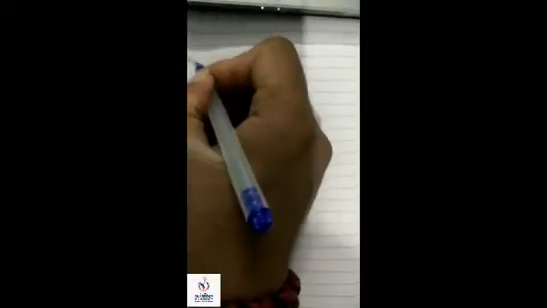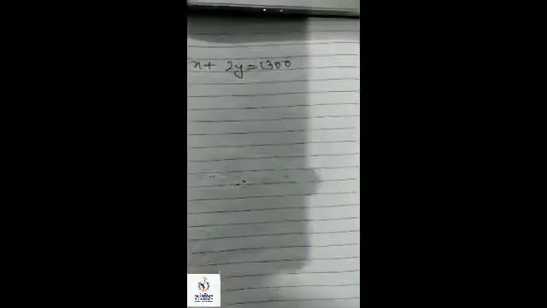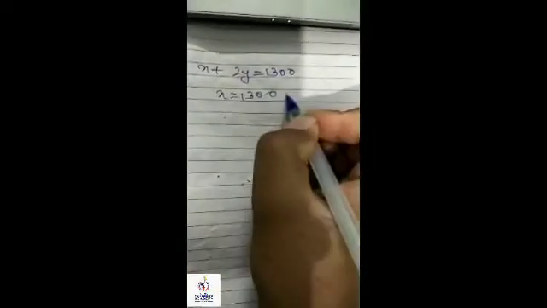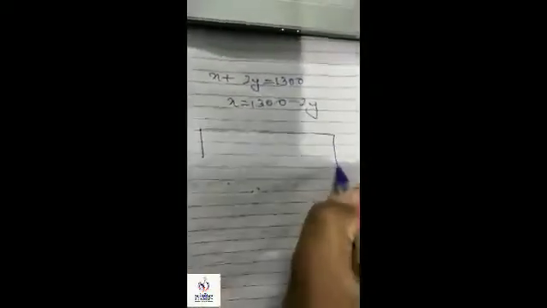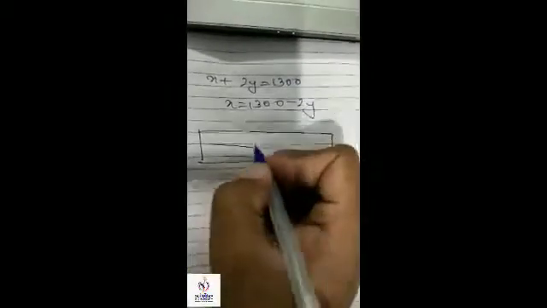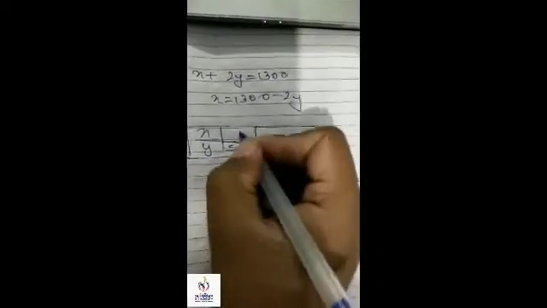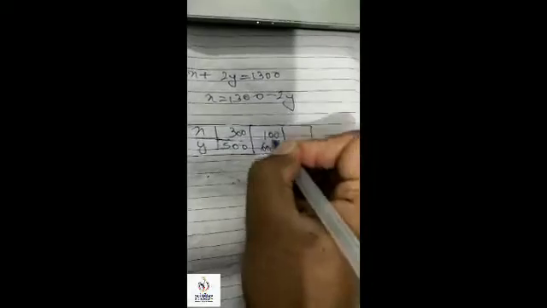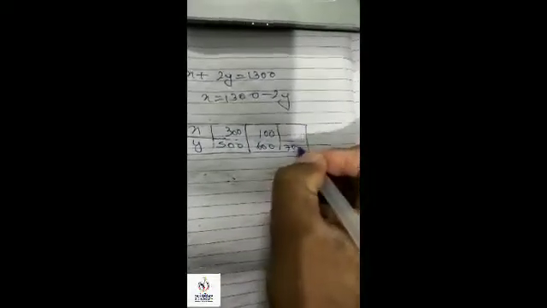Now second, we have x plus 2y is equal to 1,300. Okay. So x is equal to 1,300 minus 2y. Now make a solution table for this. The solution table will have x and y. Here if we put 500, it shows 300. Here we put 600, so it shows 100. Here we put 700, so it shows minus 100. These are the solution tables which we get.